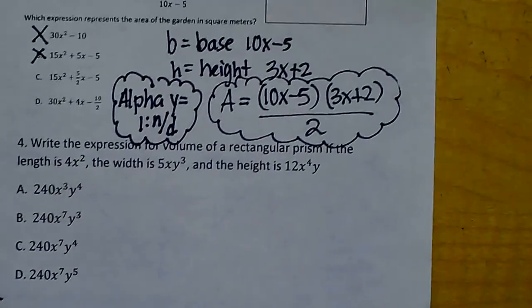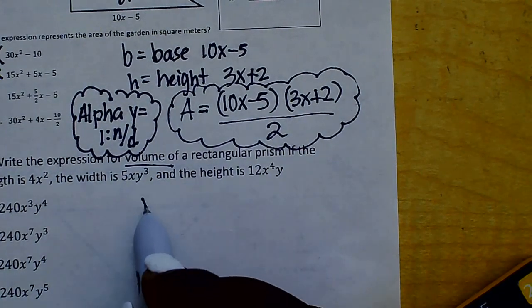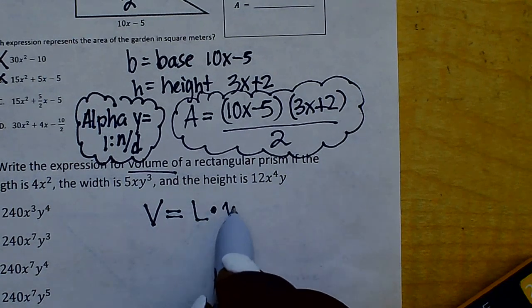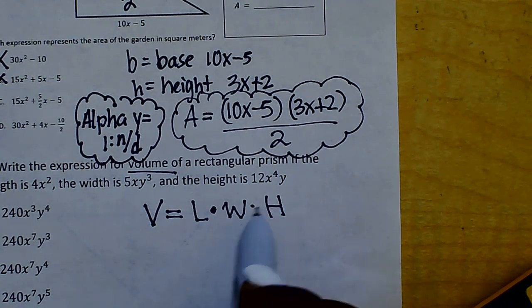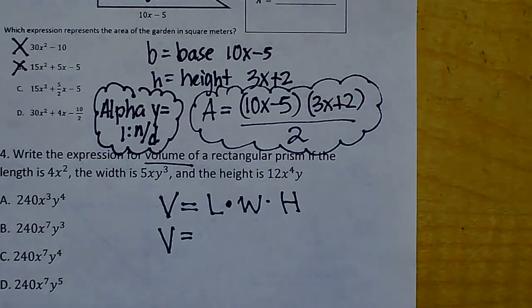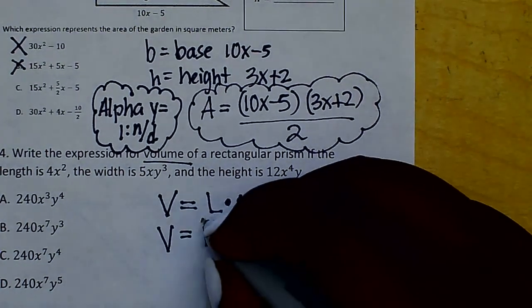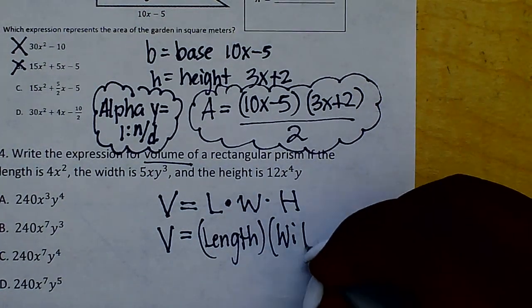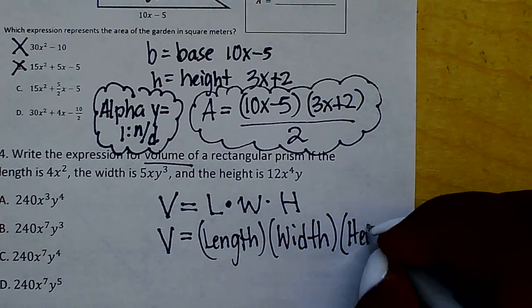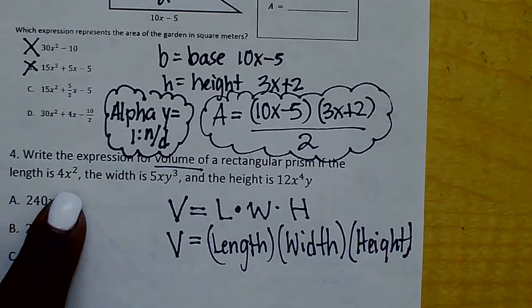The last problem is a volume problem. What's the volume of a rectangular prism? Well, the volume is length times width times height. So you're going to have to write this expression: the length times the width times the height. And what's each of them? It tells you in the problem.